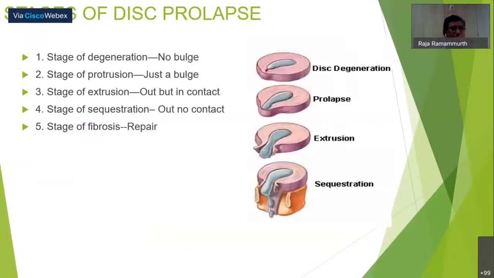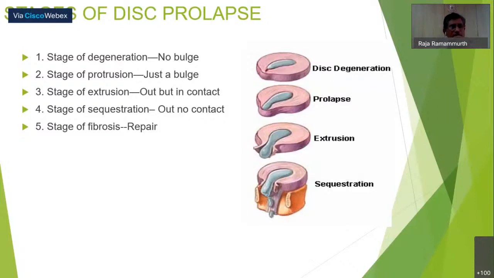Next, let me explain about the stages of the disc collapse. The first stage is called the stage of degeneration. In the stage of degeneration, there won't be any bulging, but there will be increased pressure due to excess motion of the vertebrae above and below. The second stage is called the stage of protrusion, where there is just a bulge of the nucleus pulposus. This bulging will start compressing the annulus fibrosus.